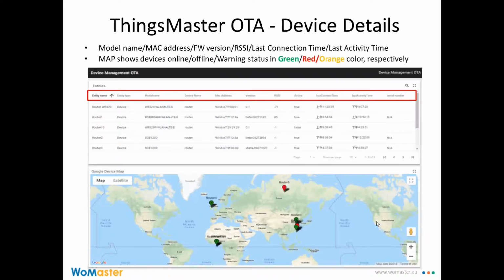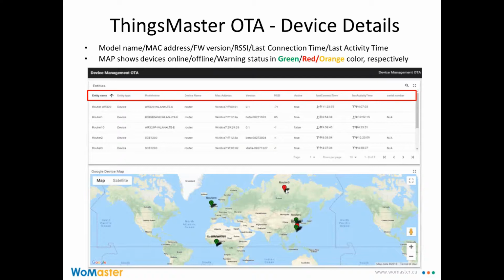Then this is the OTA device information we show in the dashboard. In the dashboard right now we show the model name, MAC address, firmware version, RSSI signal strength, and also last connection time, last activity time, and the serial number as well. Also, the map shows whether the device is online, offline, or in warning status in different colors respectively. If the device is online, it shows in green, and if the device is offline, it shows in red on the map.